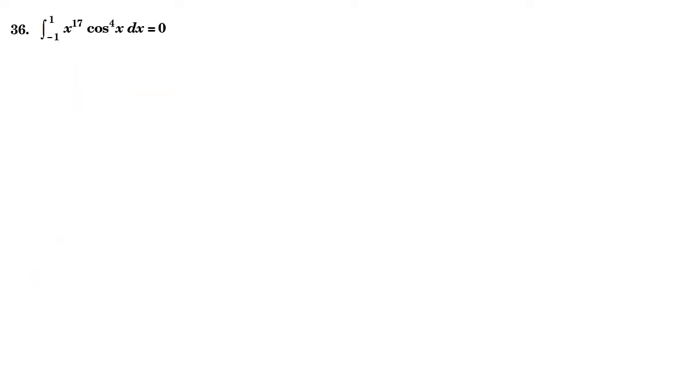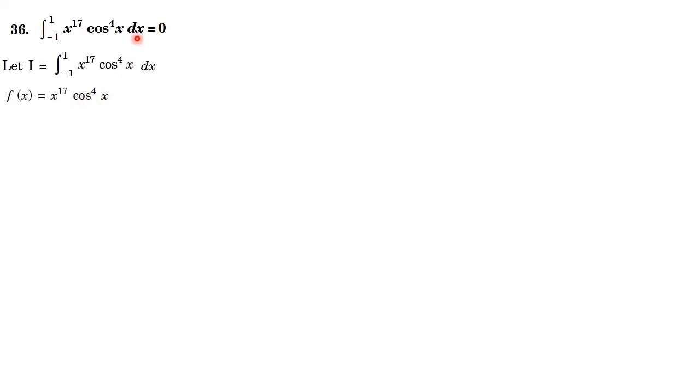Next we shall discuss the 36th question. Integral from minus 1 to 1 of x power 17 into cos power 4 x dx is equal to 0. What we can do is, first we can check whether this is an odd or even function. Let's take this as I, and take f of x as x power 17 into cos power 4 x, because the right hand side is showing 0.